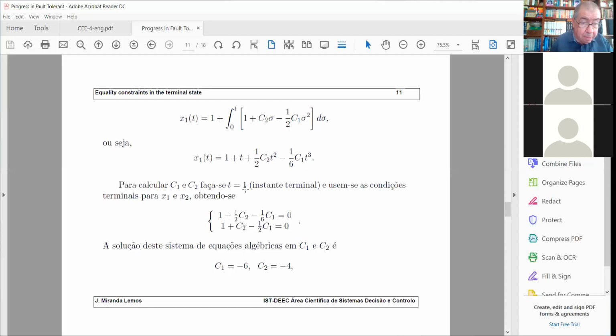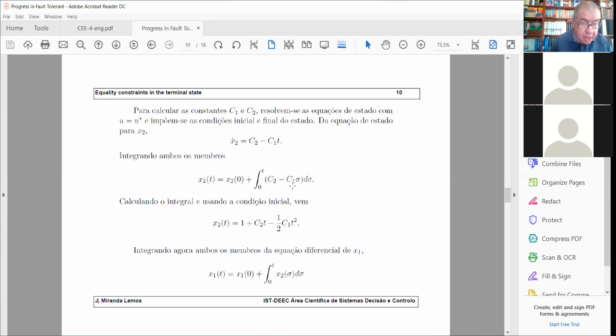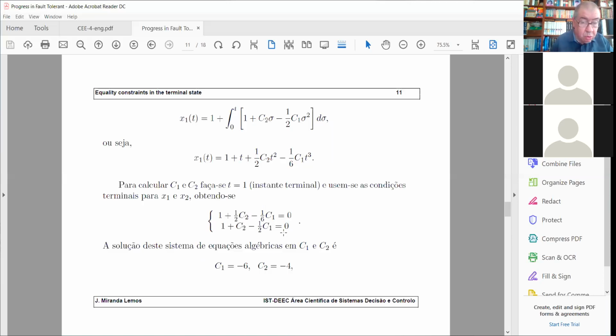And now you impose t equal to 1. If you impose t equal to 1, you will get this expression for t equal to 1. And let's go back. Also this expression for t equal to 1. And you want x2 to be 0 and x1 to be 1. So this gives you this set of algebraic equations for C1 and C2. And you can easily solve it, and you get C1 equal to -6 and C2 equal to -4.